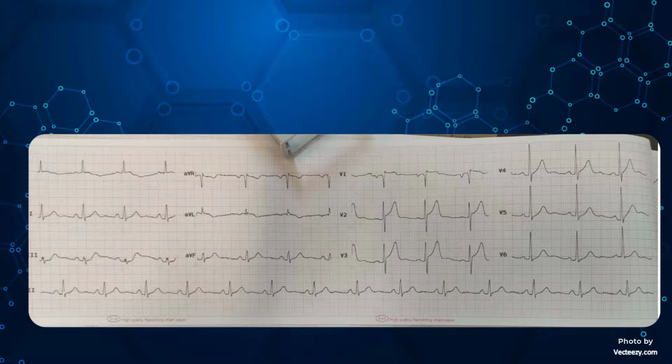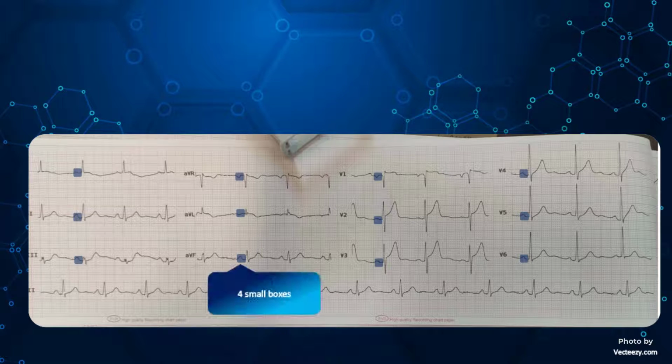As we already said, PR interval stretches from the onset of P waves to onset of QRS complexes. So, here, the PR interval is approximately 4 small squares, which is within normal ranges.